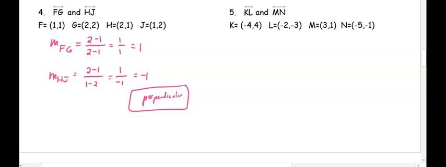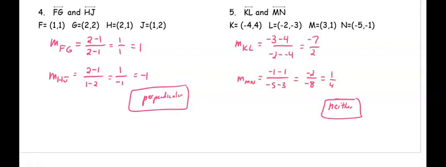Pause the video and try number 4 on your own. After we find our slopes, we see that MK has a slope of -7/2 and MN has a slope of 1/4. So they are not the same and they are not opposite reciprocals. So this would be neither.